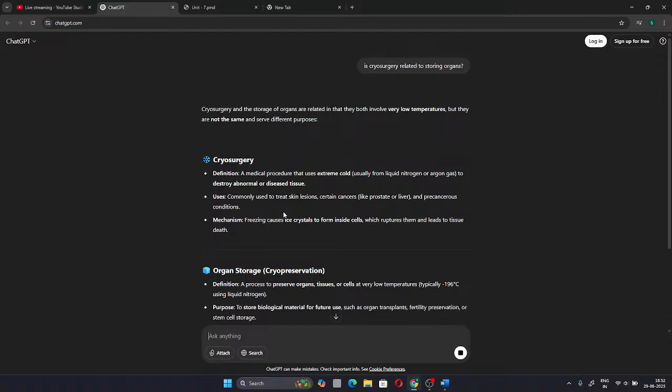Cryosurgery, a medical process that uses extremely cold liquid nitrogen or argon gas to destroy abnormal or diseased tissue. Treat skin lesions, so it seems I'm wrong. Freezing causes ice crystals to form inside cells, which ruptures them and leads to tissue death. Okay, I understand.